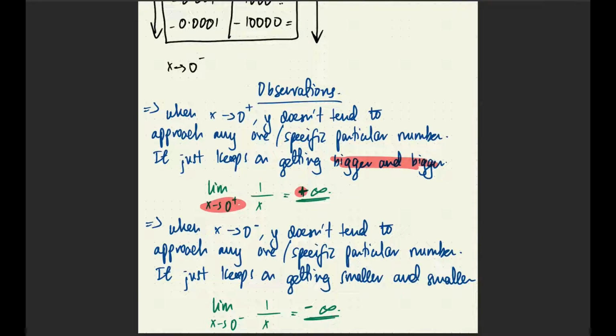Now, when x approached 0 from the left-hand side, we saw that again, y didn't tend to approach any specific, right, any single specific number.